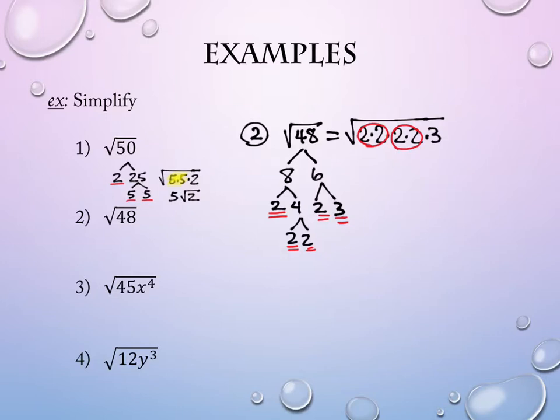So the 3 is going to stay underneath where it was already, but each of those 2's that I circled in pairs will come out one time. So the first 2 comes out once, the second pair of 2's comes out once, and the 3 is left underneath. So this is 4 square roots of 3.